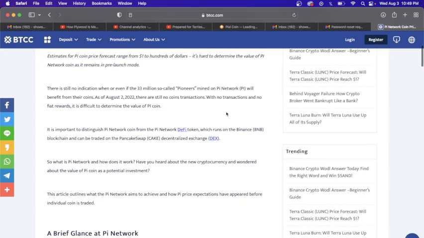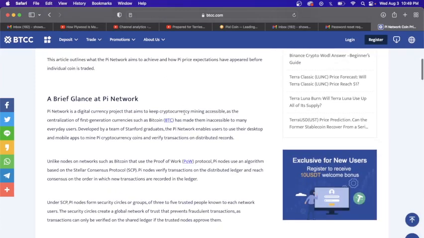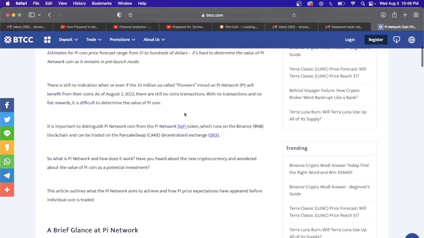And no, Pi does not stand for potential investment, or does it? I'm not sure. Can somebody tell me what Pi stands for? Pioneer.